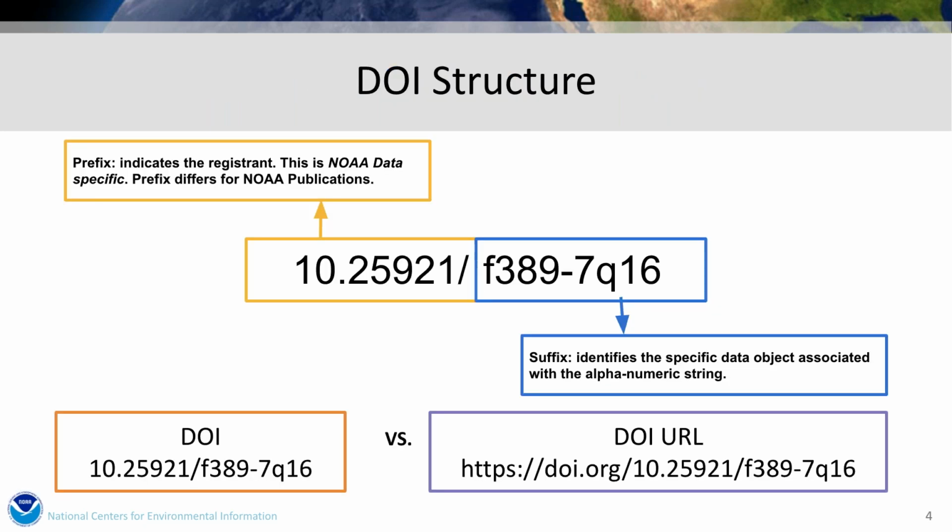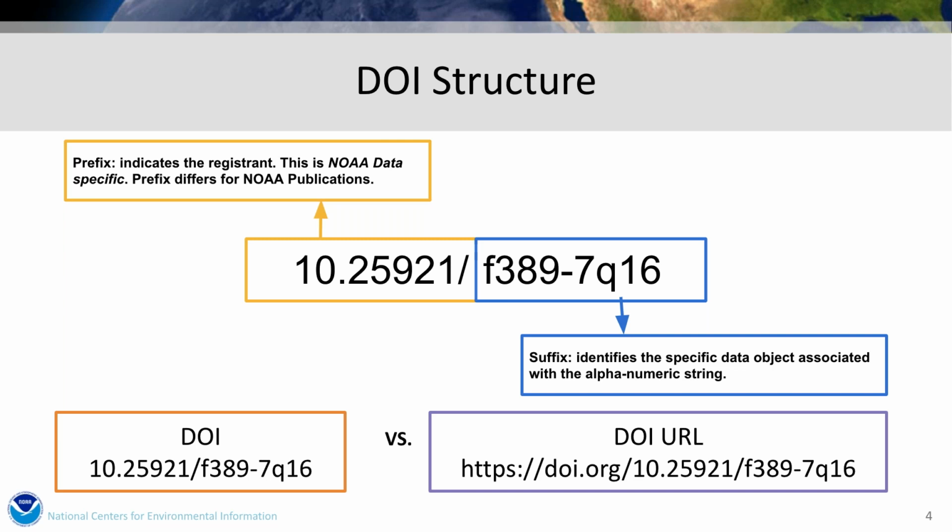Borrowing from a couple of the slides from Jenn from last week, just as a refresher, the DOI structure is two pieces: the prefix, which is provided by our data citation provider. In this case, it's currently an organization, DataCite. And so that 10.25921 part is the prefix for NOAA data.